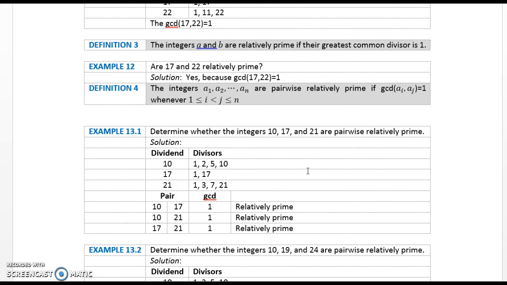Definition 4. The integers a1 through an are pairwise relatively prime if the greatest common divisor of a sub i and a sub j is equal to 1, whenever 1 is less than or equal to i is less than j is less than or equal to n.